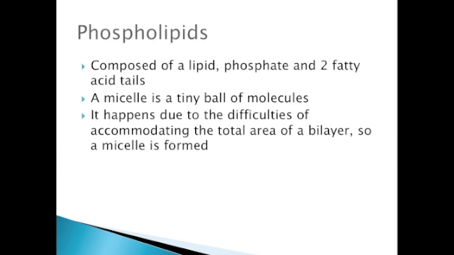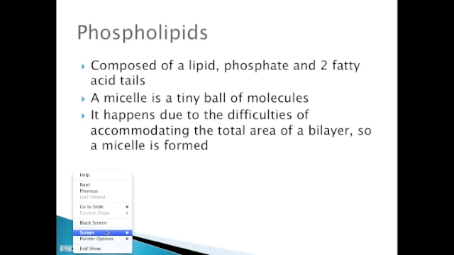Phospholipids are lipids with phosphate. That's the simple definition, but it's actually a lipid, phosphate, and 2 fatty acid tails. Phospholipids form a micelle when they're placed in water. A micelle is a tiny ball of molecules. It happens because if the phospholipids do not form a micelle in the water, they form a bilayer, but it's really difficult for the water to accommodate the whole area of the bilayer.